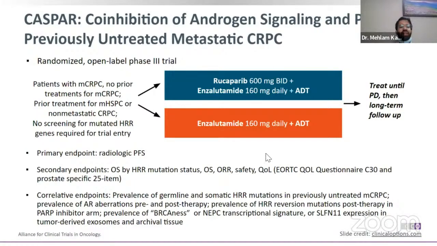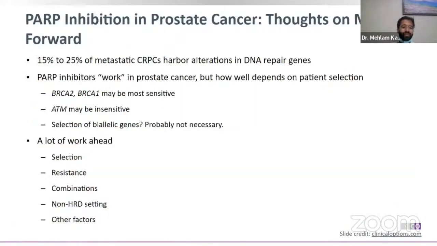This is another study which is ongoing and recruiting, in previously untreated metastatic CRPC, where the combination of rucaparib plus enzalutamide is compared with enzalutamide plus ADT. The recruitment is ongoing and the results are awaited, which will give us much more insight into whether we can use the combination or not.